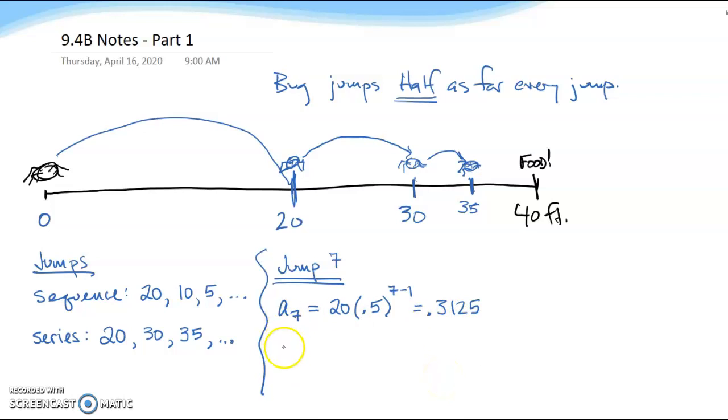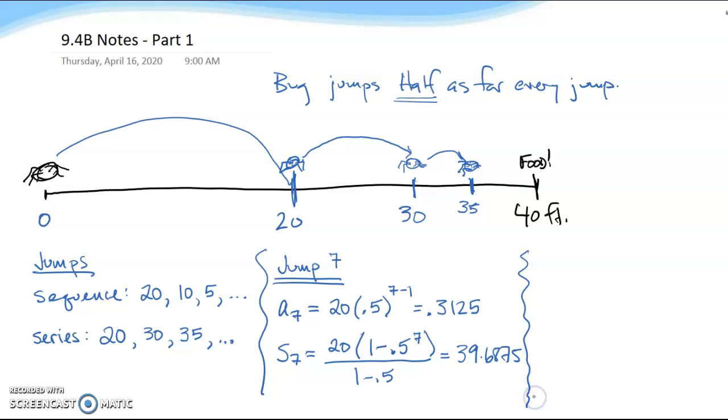Okay. All right, well then, now what's the sum of those 7 jumps? So this is from last class. The sum of those 7 jumps would be the first term 20, 1 minus r to the 7th, all over 1 minus r. So this is a nice little review of geometric sequences for the above calculation, and now geometric series, that the sum of those 7 jumps is 39.6875. Oh, he's so close to the 40 feet where all the food is. All right, well, you might be seeing where this is going, so let's just go one more.